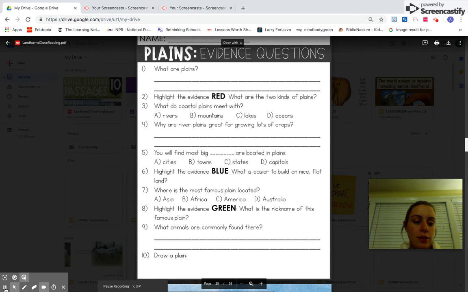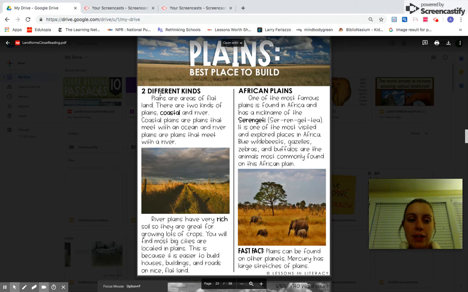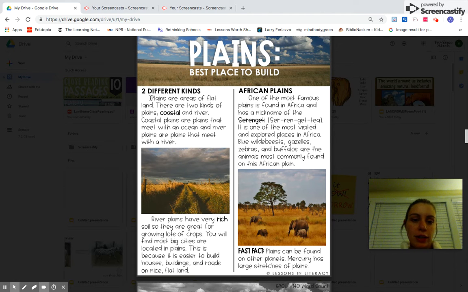Okay. So here we are at the text, and it says it right here. Plains are areas of flat land. Okay, so everyone write that down, right? It says it right here. Remember, we always go back in the text. Plains are areas of flat land. So that's your answer to number one. Okay, write it down.